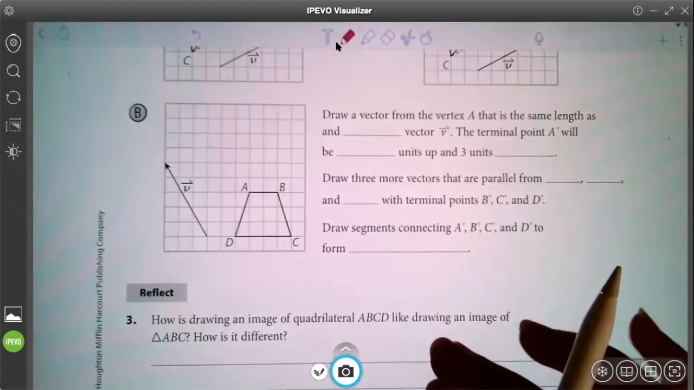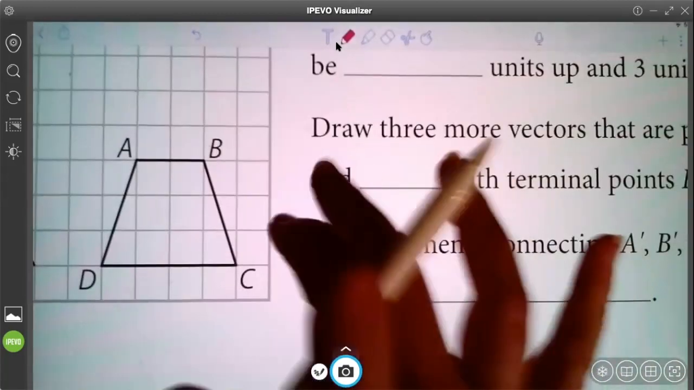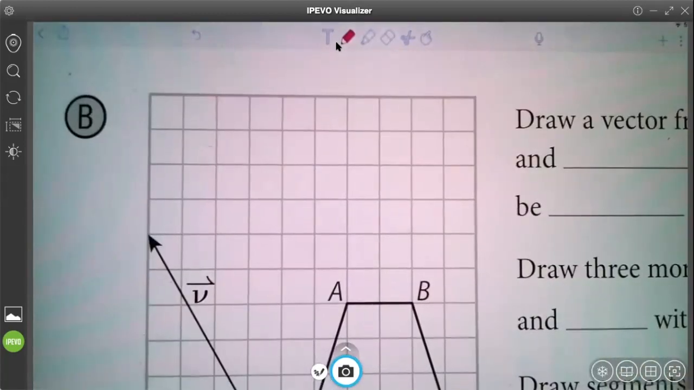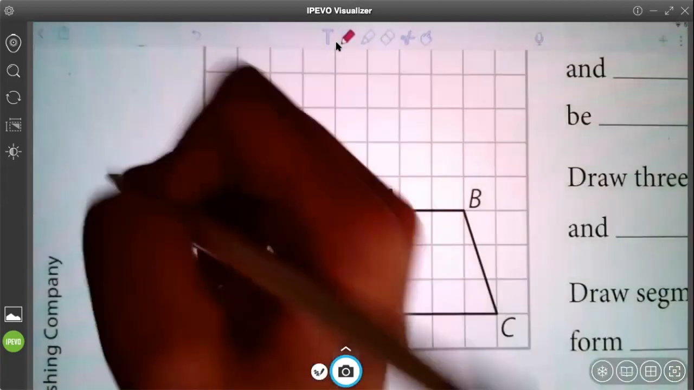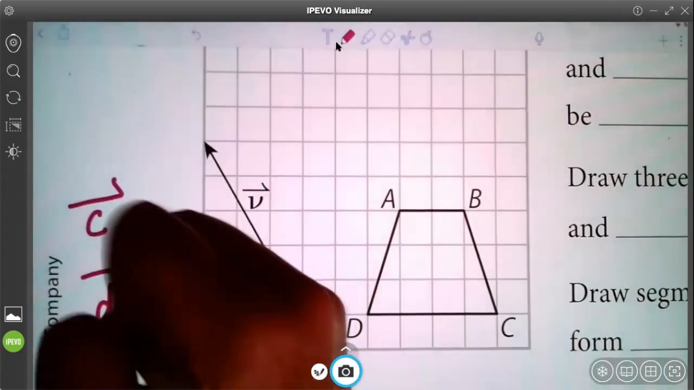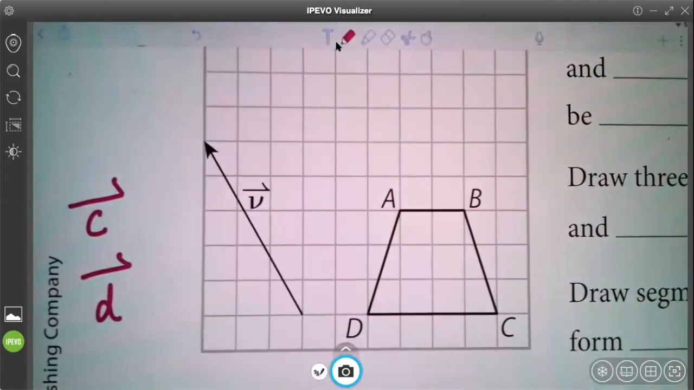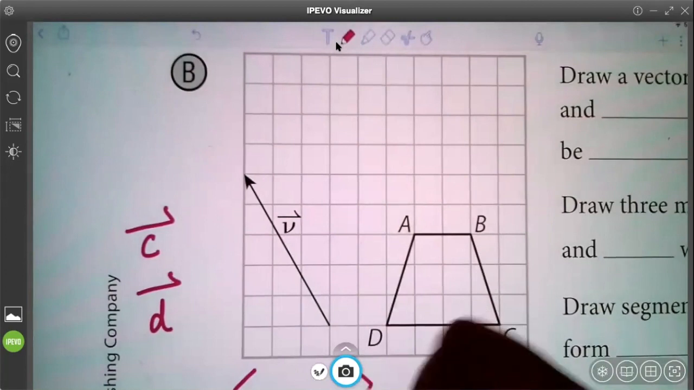Let's do an example on our own. Let's translate trapezoid ABCD along vector V. And just to be clear, these don't all have to be vector V. You could have vector C, you could have vector D, you could have vector any letter. They're just using V a whole lot. Now, personally, I like to go ahead and find the component form. So I'm going to start with that.